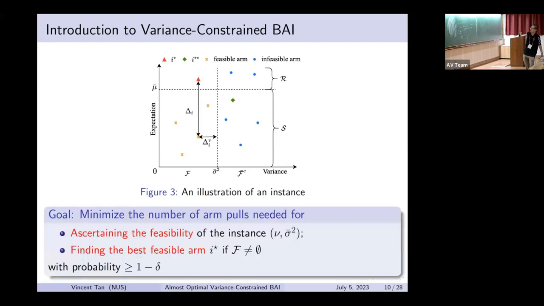Our goal is the following. First and foremost, we want to ascertain the feasibility of the instance. The instance could turn out to have no feasible arms at all. Now, if the feasible set is not empty, then we of course want to find the best feasible arm. And we want to do this as fast as possible and with probability at least 1 minus delta.